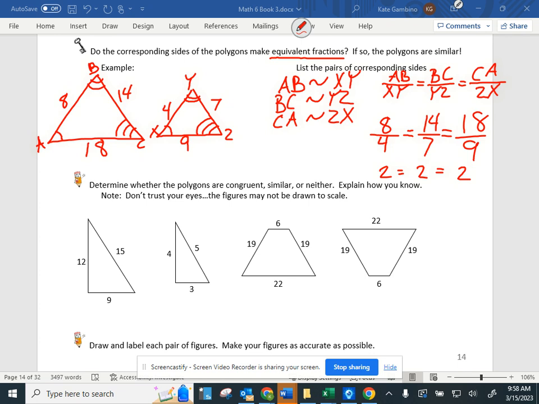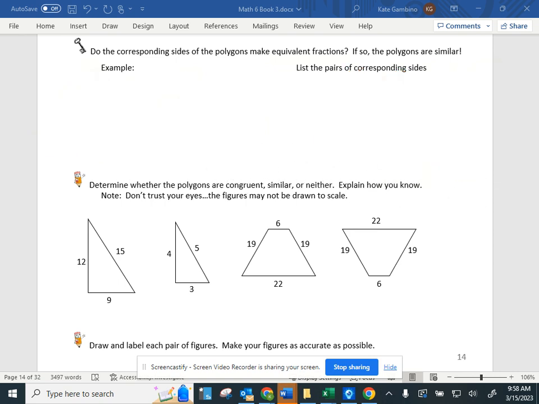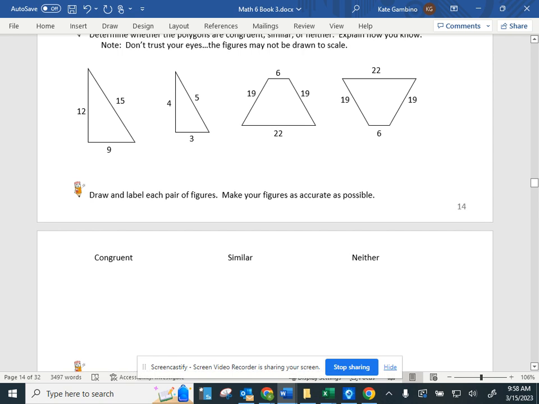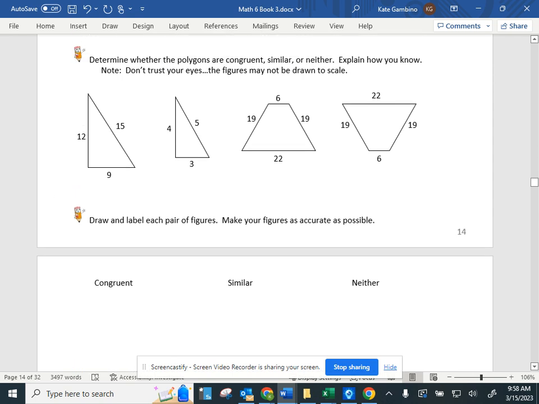All right. So we need to determine whether the polygons are congruent, which means they're exactly identical, everything is equal; similar, which means it's the same shape, just a different size, with equivalent fractions for its size; or neither. So I'm going to scroll up so we can see our polygons better. Let's look at this first set. Are they congruent, similar, or neither?